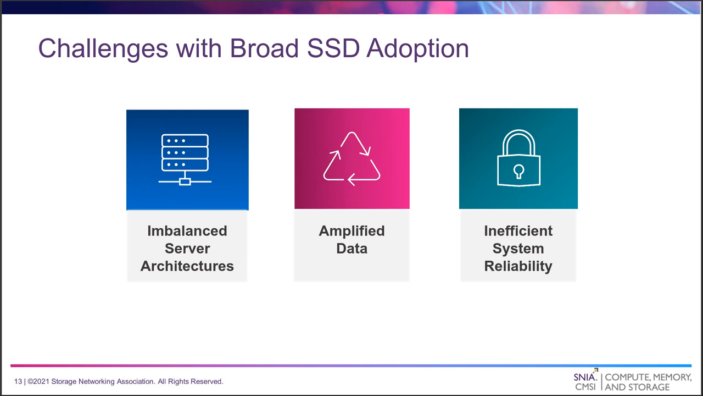The last point here is inefficient system reliability, which is related to endurance, actually. Higher density nodes, meaning servers with more SSDs on them, would give better performance and seem to reduce costs, but they have a reliability cost if SSDs are not well protected. Even if we overcome the compute and data amplification issues we discussed and scale up the node instead of scaling out to more server sprawl, the added number of drives per server would multiply the failure rate.